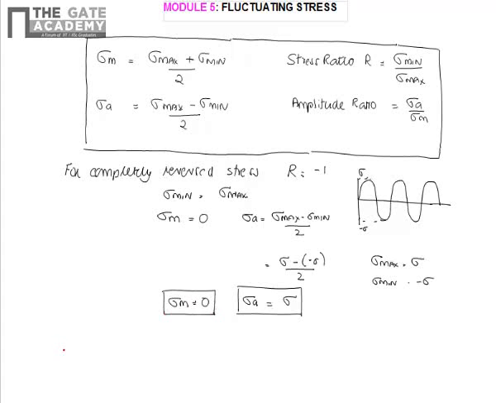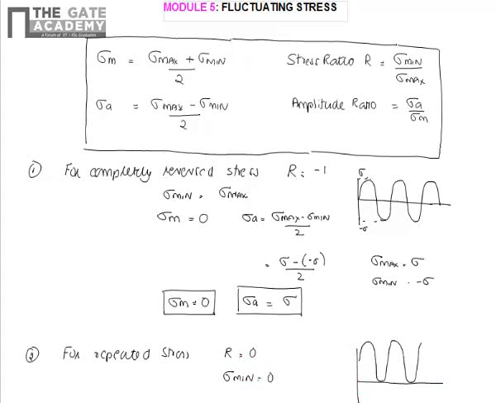And for repeated stress, so this I can say is 1, this is 2. For repeated stress, R equals 0 or sigma min equals 0. That can be represented as, so here sigma min is equal to 0. So this is fully tensile in nature.